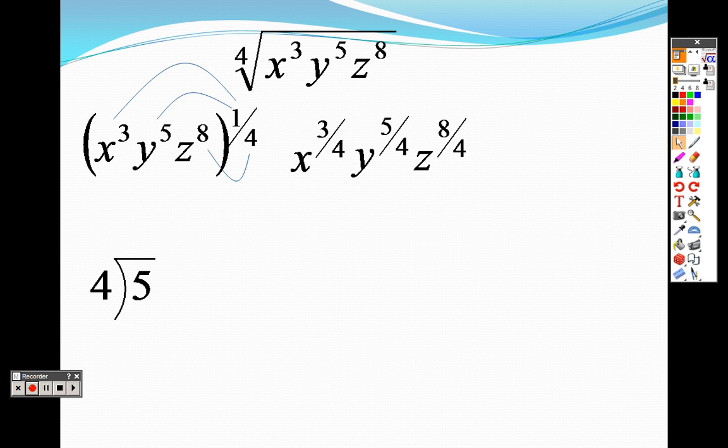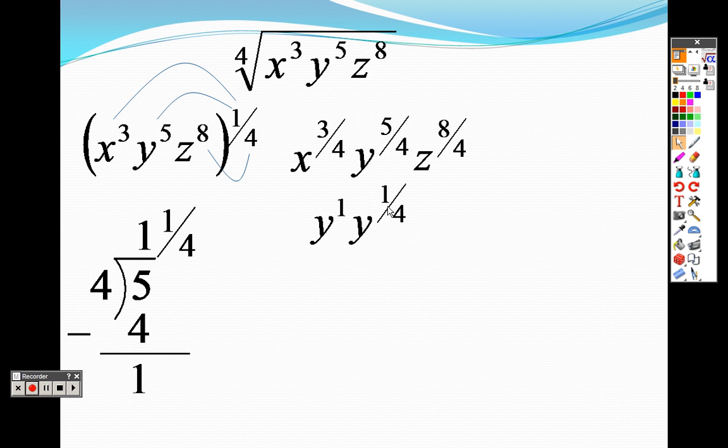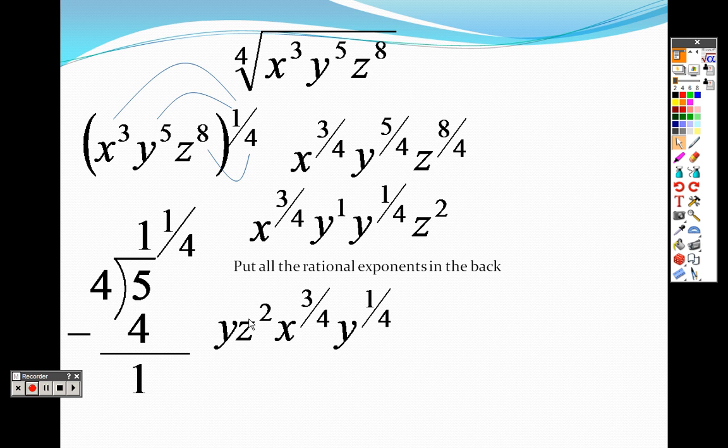However, this is. So let's change this into a mixed number. So 4 goes into 5 one time with a remainder of 1/4. So that means I can split this y into y the 1st and y the 4th. This z, 8 over 4. Well, we can see how many times 4 goes into 8, but it just so happens we're lucky here because it's even. Z squared. So just like before, put all of your nice integers in the front. So we get a y and a z squared out in front.